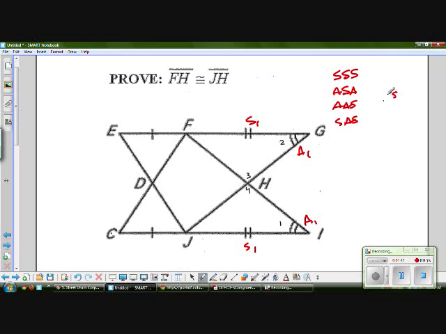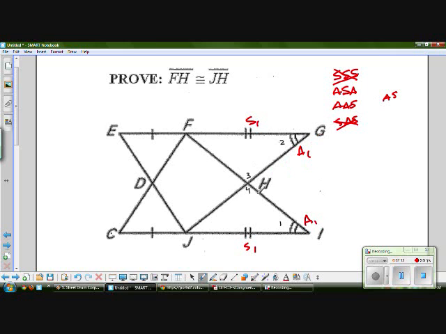Well, I could go SAS, but if I had SAS, it means I need HG and GI because the ordering does matter here. So that's kind of out. In fact, I'm going to throw side out for the same reason, because we don't have information about sides. So we need another angle. We need either another angle that flanks the side, being the angle here at F and J, or an angle that comes after this angle, which would be the one I have marked 3 and 4.